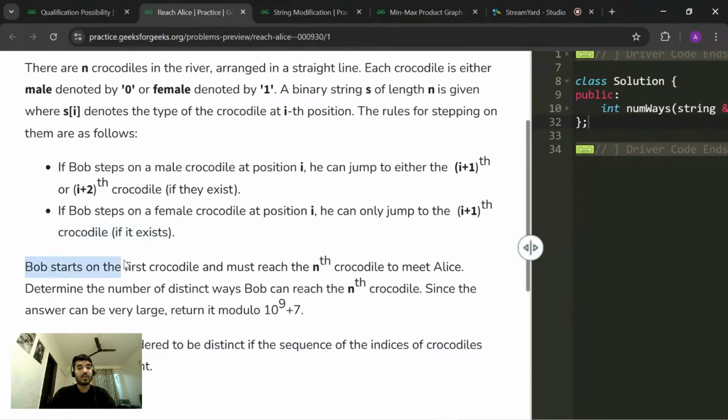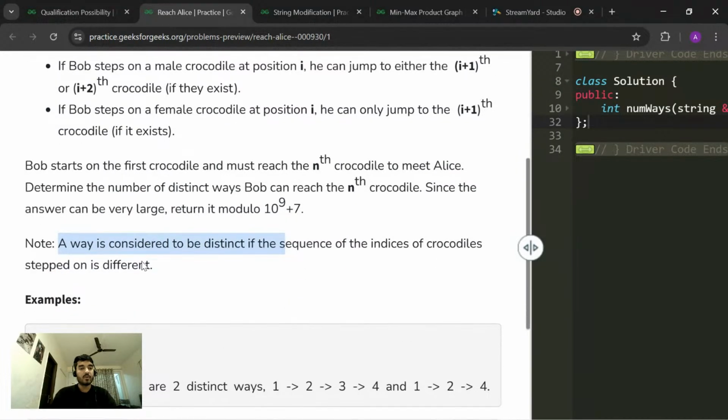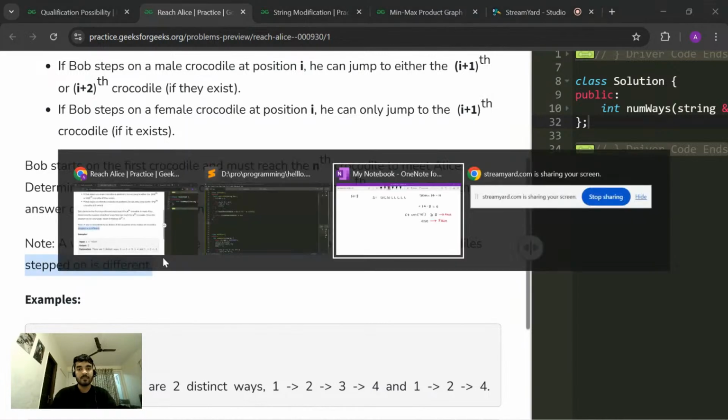So Bob starts on the first crocodile and must reach the nth crocodile to meet Alice, and we need to determine the number of ways Bob can reach the nth crocodile. Since the answer can be very large, we need to return this answer modulo 10^9 + 7. A way is considered distinct if the sequence of indices of crocodiles stepped on is different. Okay, this is a very standard thing.